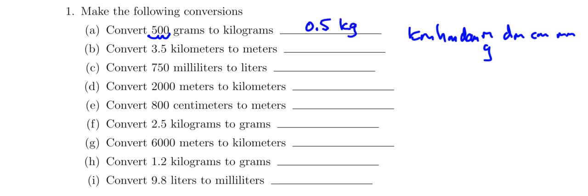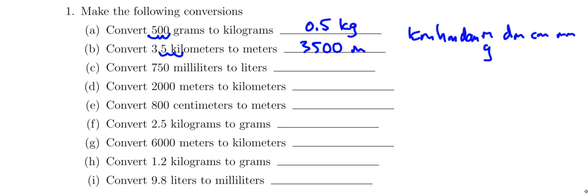Convert 3.5 kilometers to meters. So that one's easy because I got that one set up here. If I'm starting at kilometers and I'm going down to a smaller unit, when the unit gets smaller, the number of those units has to get larger here. So to go from kilometer to meter, that's a movement of 3 as well. So that's going to be 1, 2, 3. So 3,500 meters.